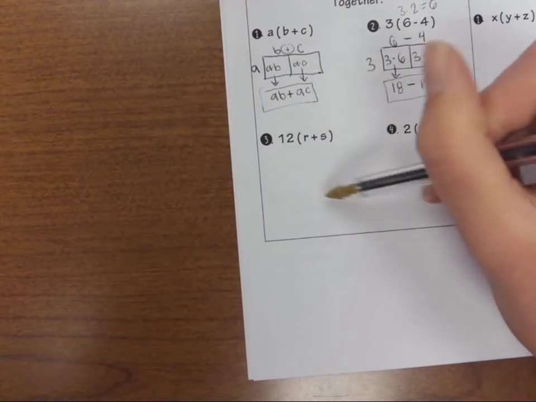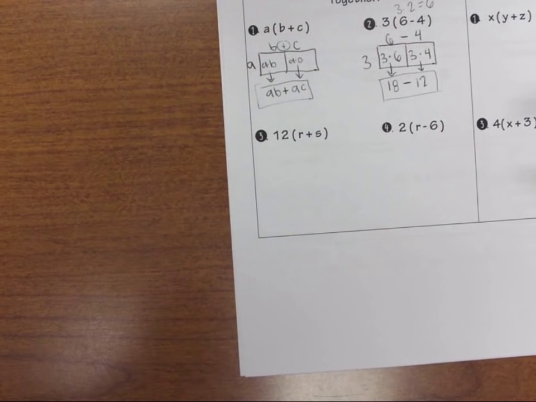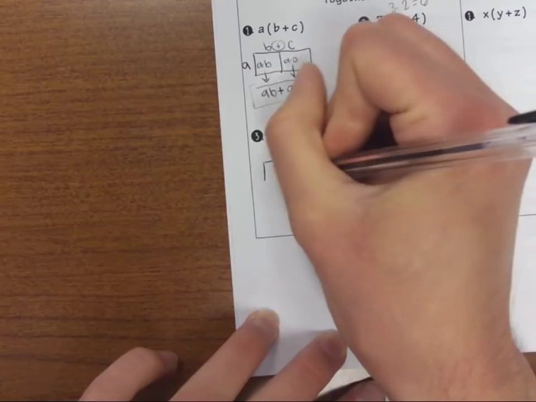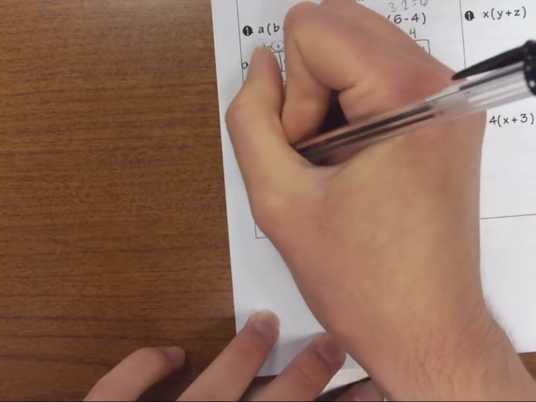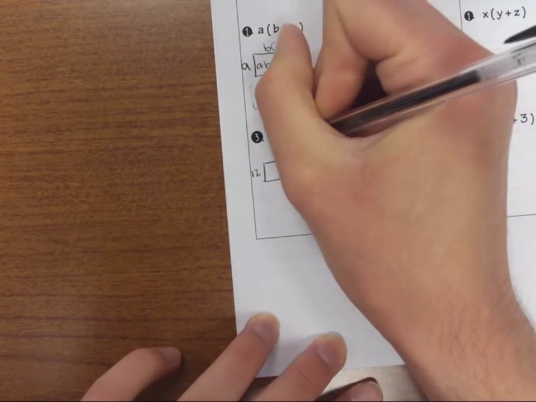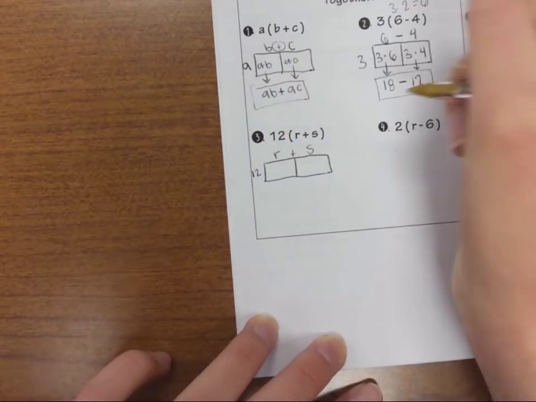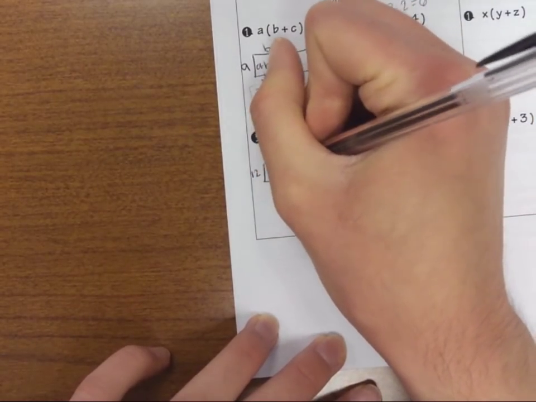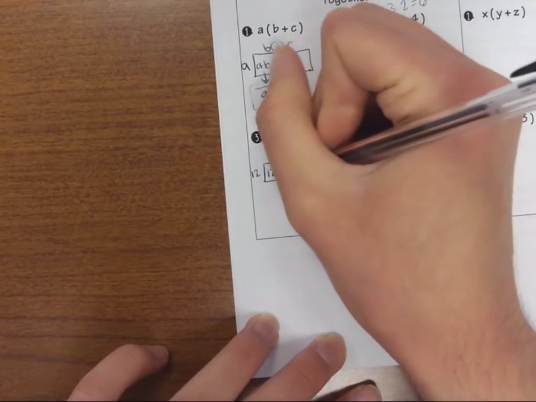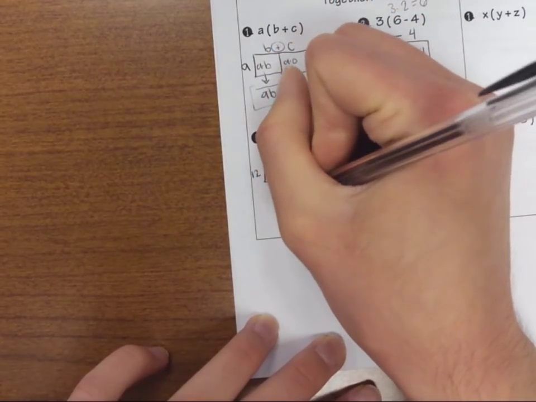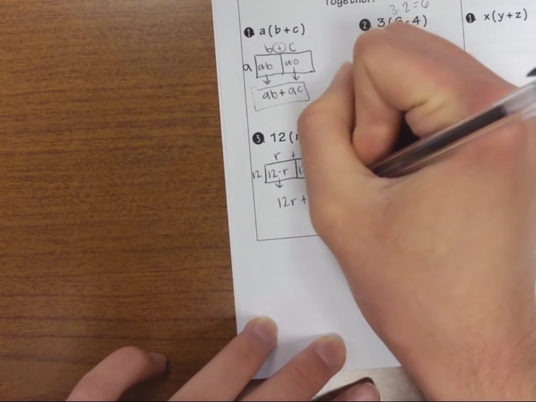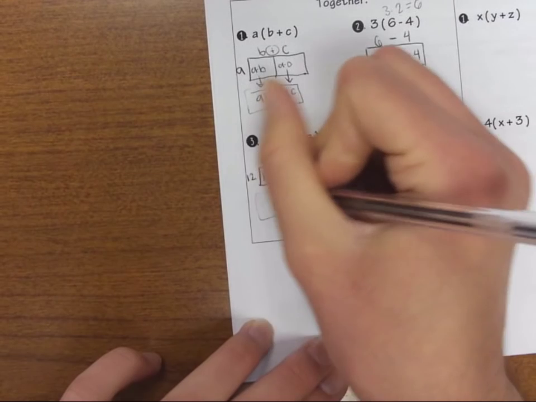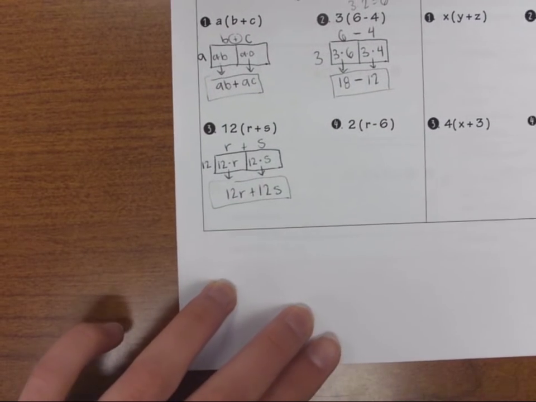Okay, these ones, we're back to ones with variables, so let's see how this goes. So, drawing my rectangle, I get a 12 over here, I get an R plus S on top. My 12 gets shared, multiplies by the R, multiplies by the S, so I get 12R plus 12S as my answer right there. Draw a little box around it so I know I'm done.